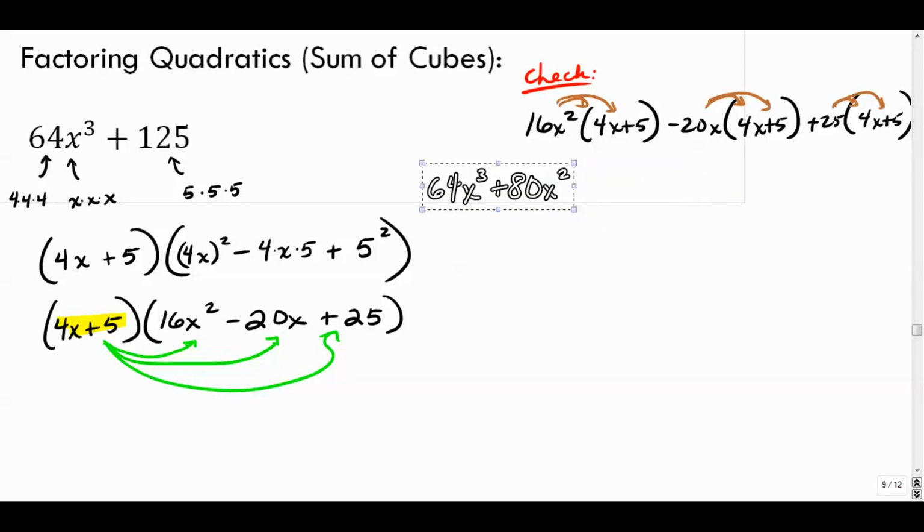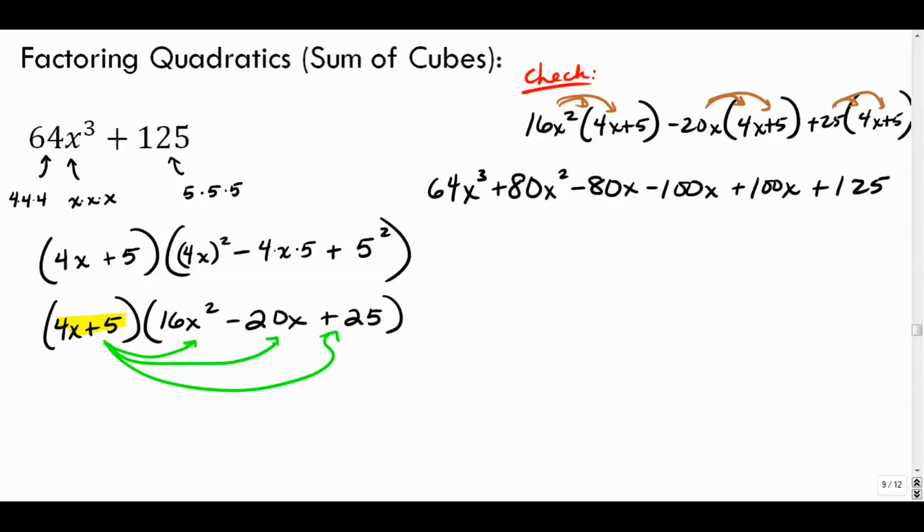I'm going to move this thing over a little bit. Negative 20x times 4x is minus 80x squared, minus 100x plus 100x plus 125.